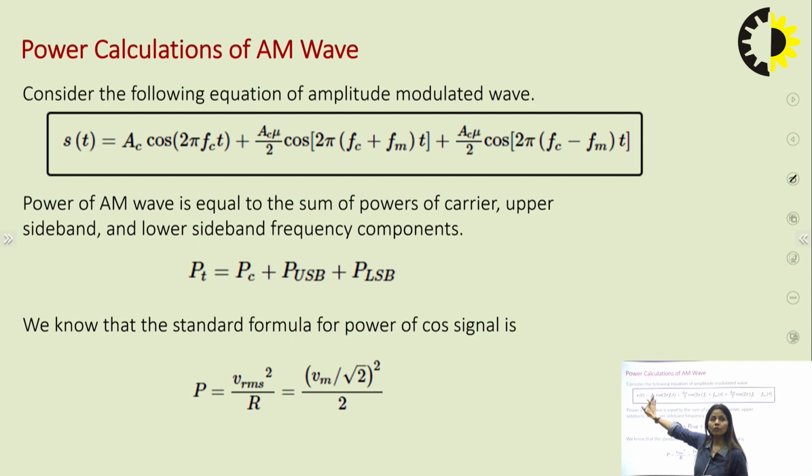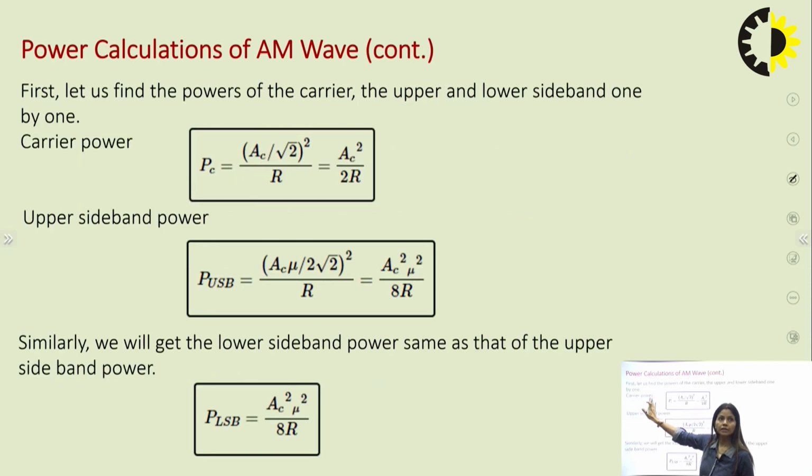So that will be what? VRMS square upon R. So here the RMS is Ac by root 2. So what will be my power is Ac square upon 2R, that is, Ac upon root 2 square upon R. Similarly, I have calculated this, Ac mu by 2 upon root 2 square upon R. This is the power of the carrier wave.